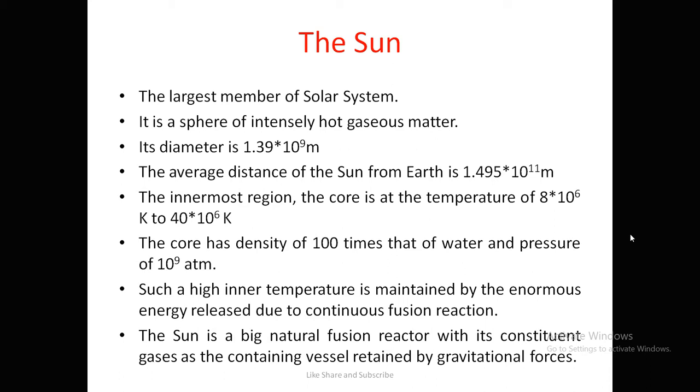Very nice. Actually, there are so many gases here. So we can call the sun a fusion reactor, because each and every gas in the sun is doing a fusion reaction, and we can definitely say that it's a big natural fusion reactor. But how are those things aligned and accumulated at only one place? That is because of gravitational forces. Okay, these are some of the points from various aspects of the sun.